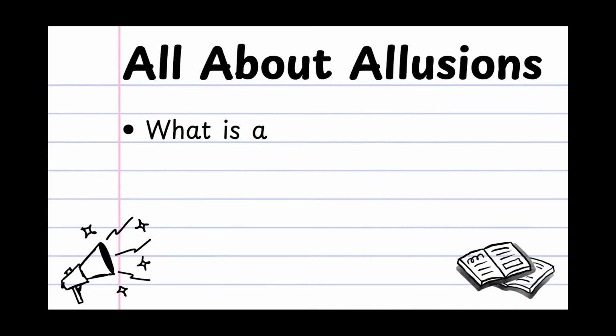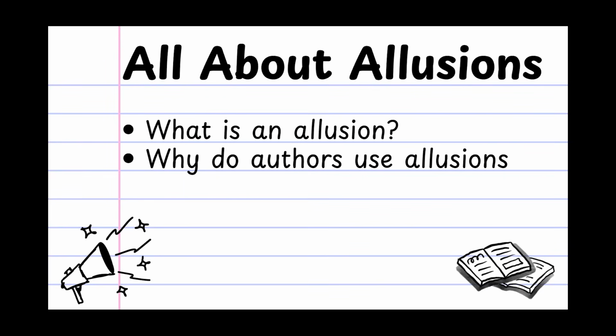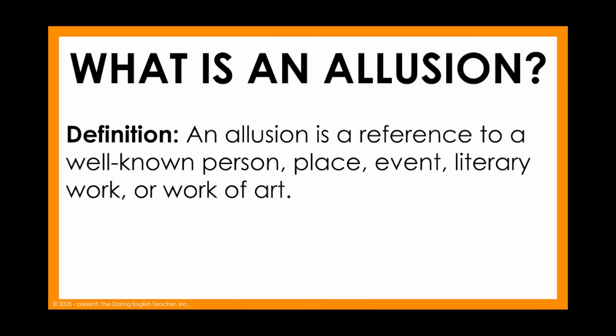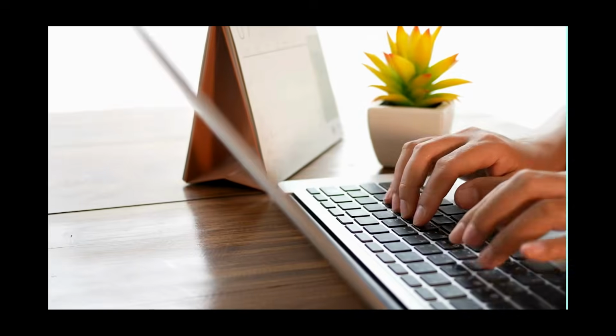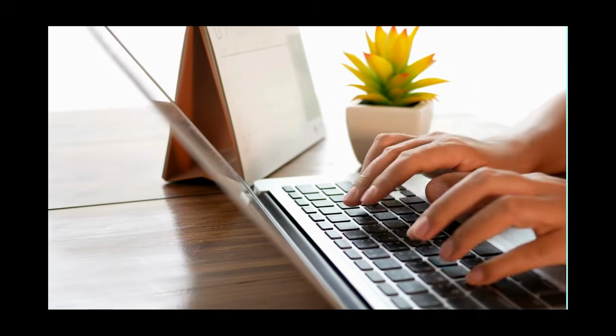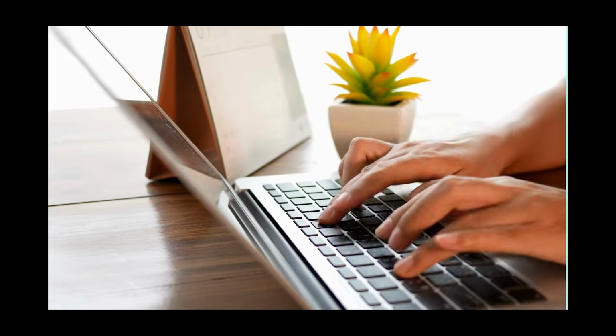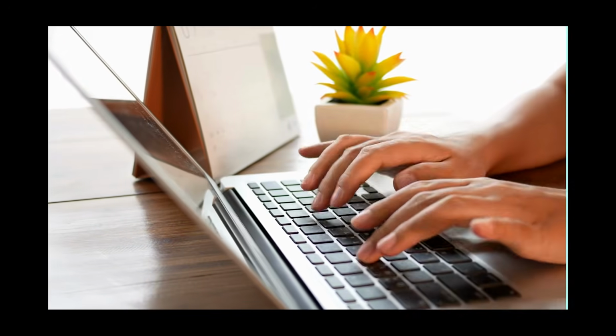By the end of this lesson, you'll understand what an allusion is, why authors use them, and how to analyze them when you see them in a text. So first, we talk about what is an allusion. An allusion is a reference to a well-known person, place, event, literary work, or work of art. Authors don't stop to explain allusions. They assume the readers will recognize the reference and make the connection on their own.